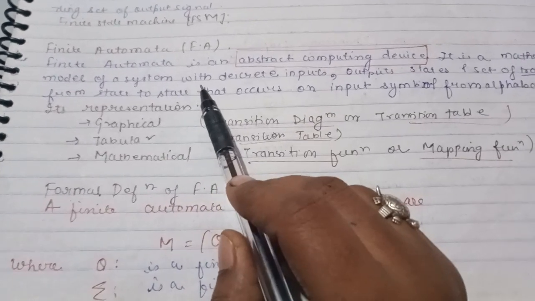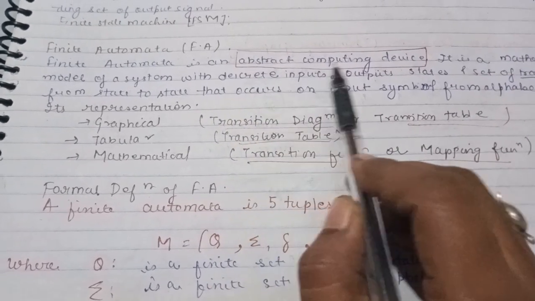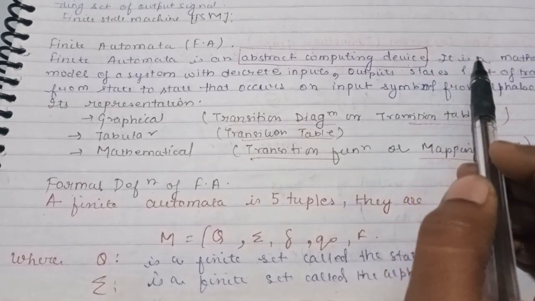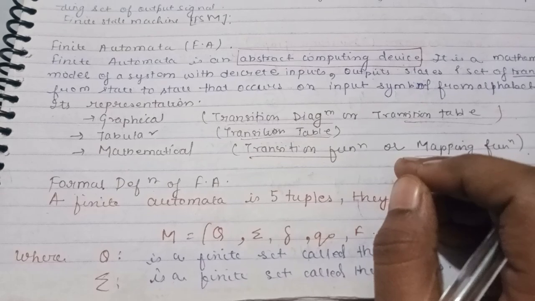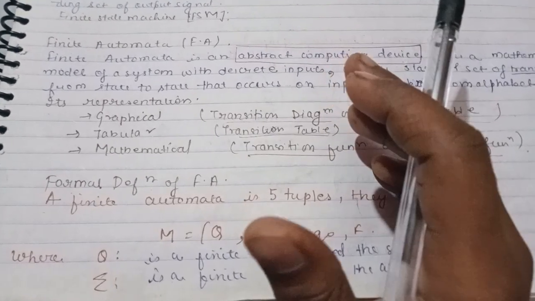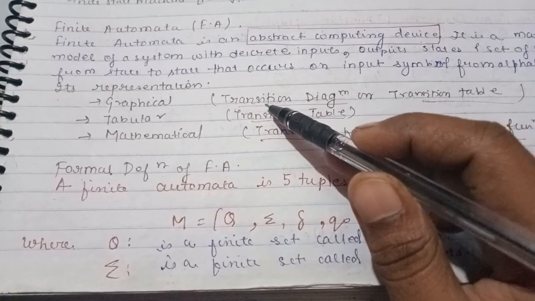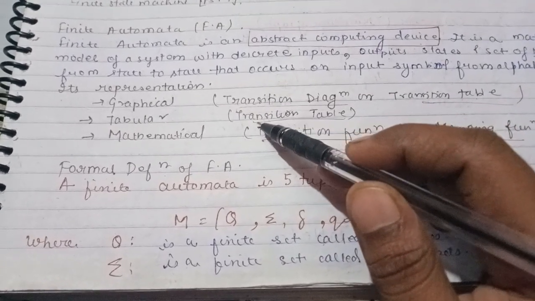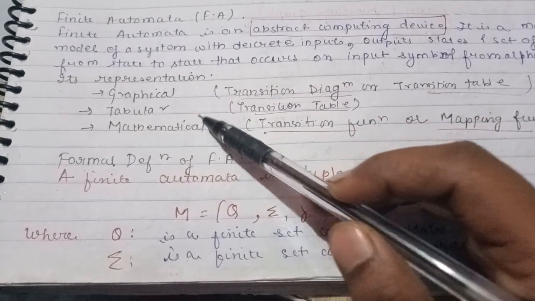So here from the definition we have read that finite automata is an abstract computing device, that is it has an input, it takes input as symbols or as a five tuple that we are going to learn later. So first of all we are going to learn what is the representation and what are the ways to represent finite automata, that is graphical, tabular, mathematical.